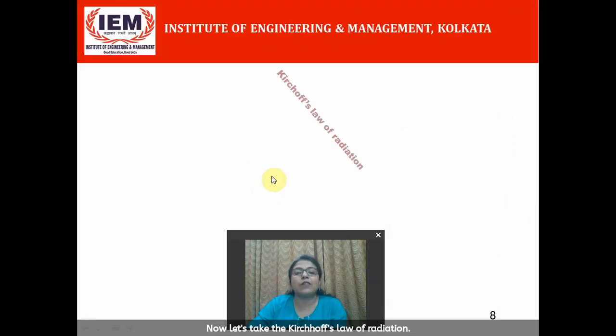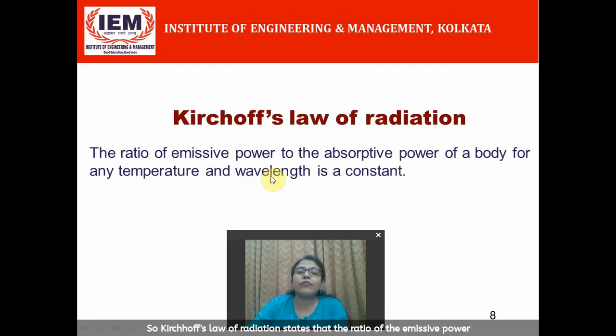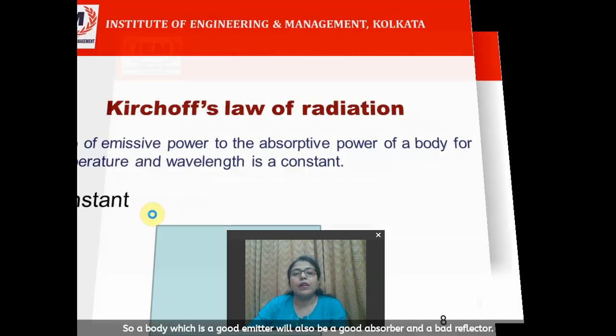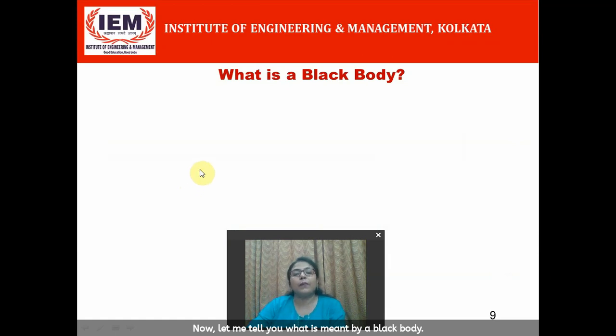Now let's state the Kirchhoff's law of radiation. So Kirchhoff's law of radiation states that the ratio of the emissive power to the absorptive power of a body at any temperature and wavelength is a constant. So E lambda by A lambda is a constant. So the higher the value of E lambda, the more should be the value of A lambda for the ratio to remain constant. This signifies that a body having high emissive power will have a high absorptive power also. So a body which is a good emitter will also be a good absorber and a bad reflector.